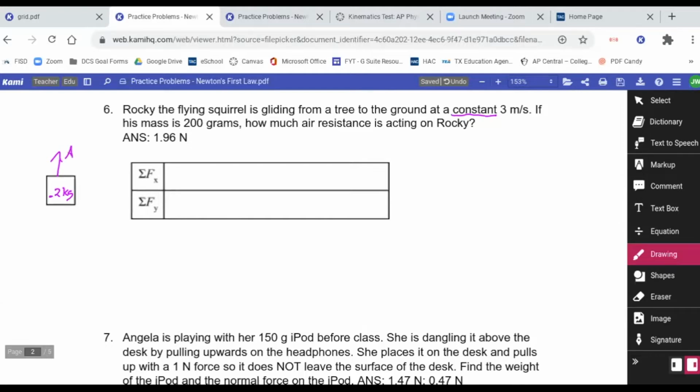All right, so I'm gonna put AR for air resistance. And then going down, I'm gonna put force of gravity. And those forces are gonna balance each other because of constant velocity. Well, force of gravity is equal to mass times acceleration, which would be 0.2 times 10, which equals 20 newtons. And since force of gravity is equal to air resistance, that means 20 newtons is equal to air resistance.